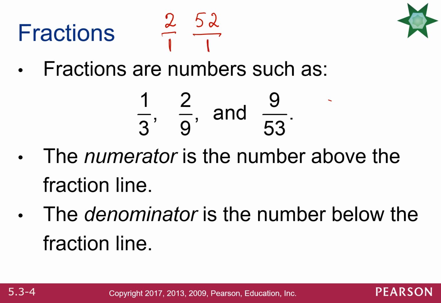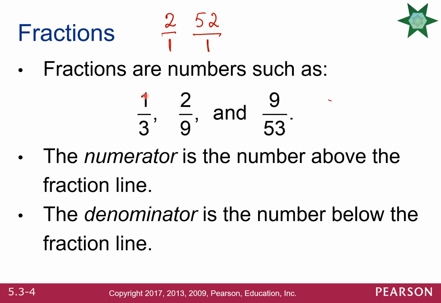All right. In order for a number to be a fraction, the denominator has to be something other than a 1, and definitely no rational number can have a denominator of 0. That goes without saying. However, for a number to be a fraction, the denominator needs to be a value other than 1. All right, so fractions are numbers such as 1/3, 2/9, and 9/53.